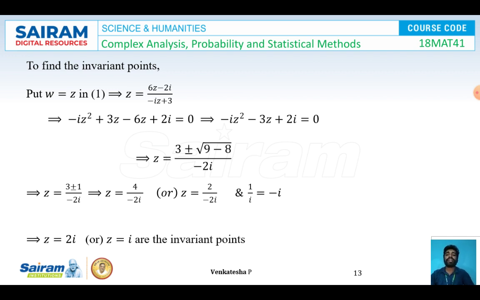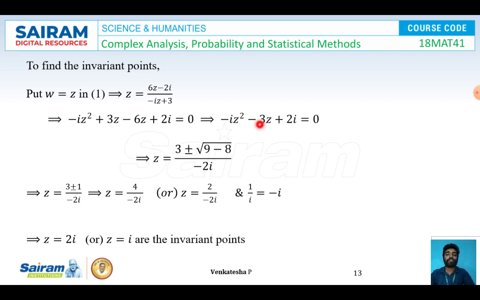So I got the equation z is equal to (6z minus 2i) divided by (minus iz plus 3). Now I am shifting this minus iz plus 3 to LHS. It will become z into (minus iz plus 3) is equal to 6z minus 2i. By taking z inside, it will become minus iz square plus 3z is equal to 6z minus 2i. And shifting this 6z minus 2i to LHS, I got minus iz square plus 3z minus 6z plus 2i is equal to 0. It will become minus iz square minus 3z plus 2i is equal to 0.